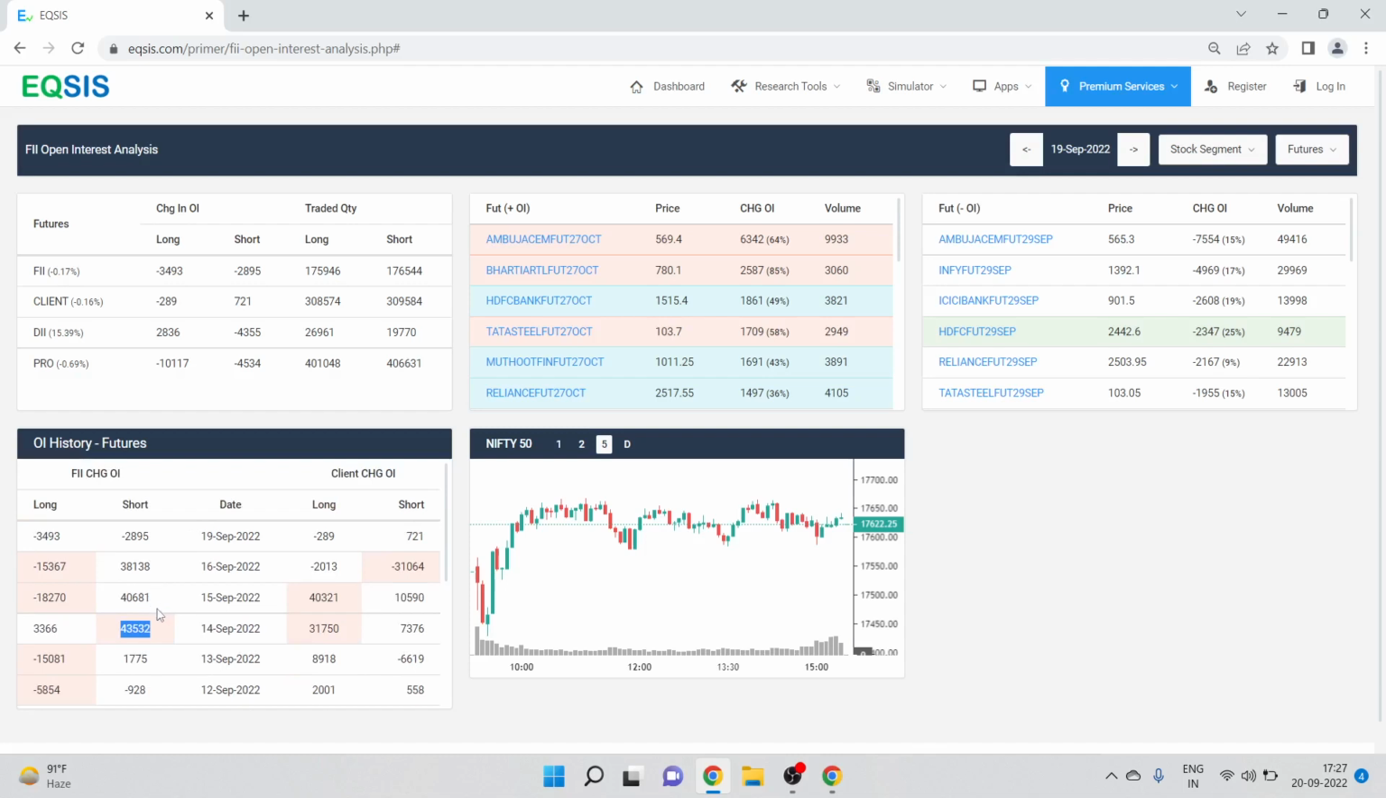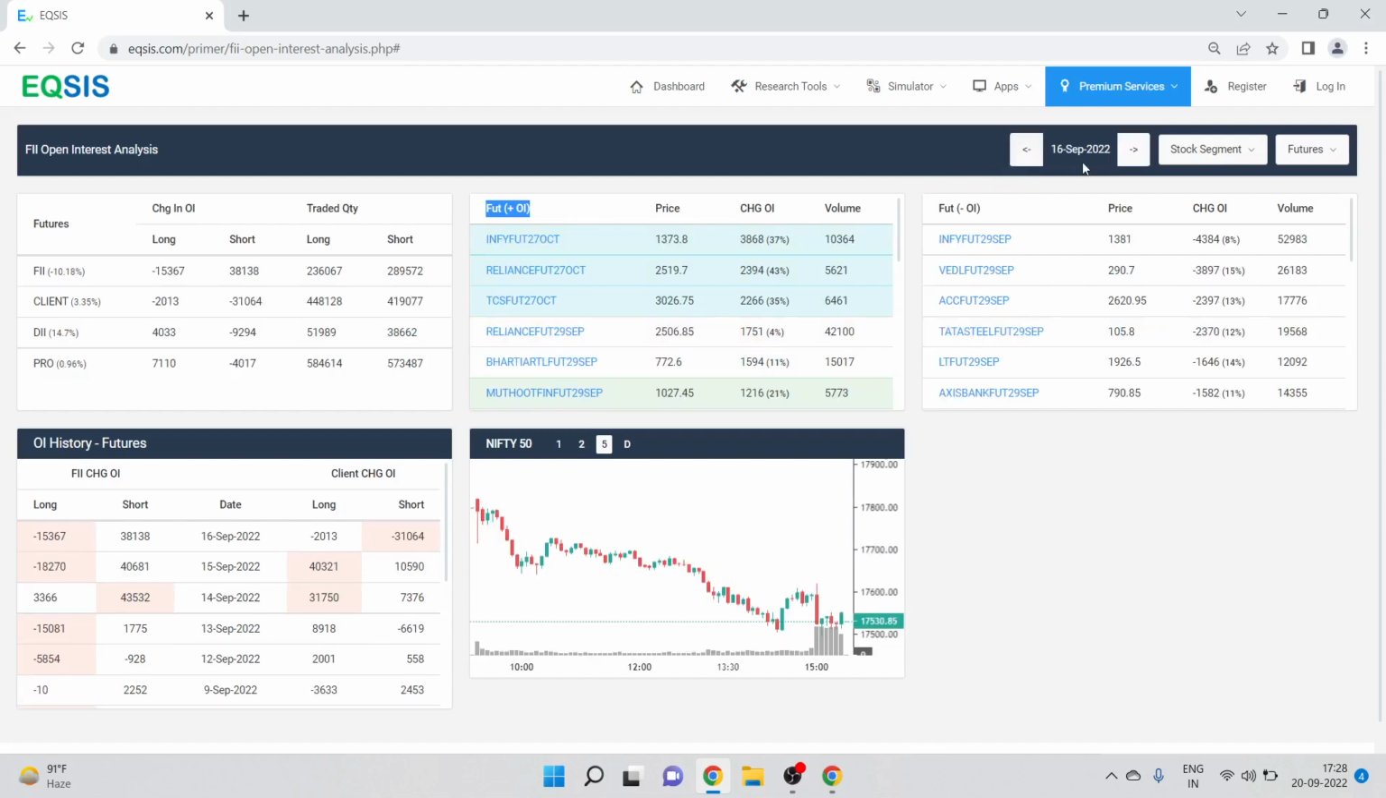So naturally, we wanted to know, when FIIs have added such strong positions on stock futures, which future contracts have added significant open interest? That's a very logical thing, am I right? Because FIIs added huge short positions, if we want to know which particular contracts would have been sold by them, we wanted to know which future contracts have gained significant open interest on those particular days.